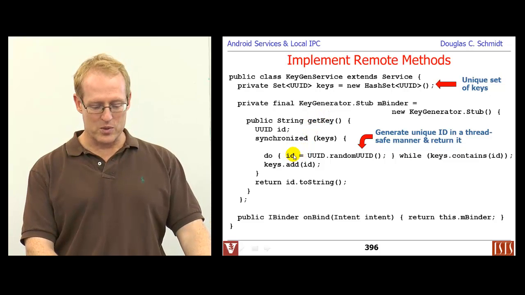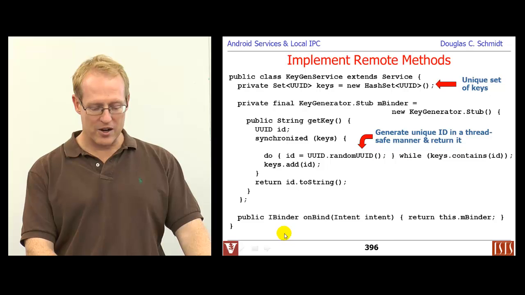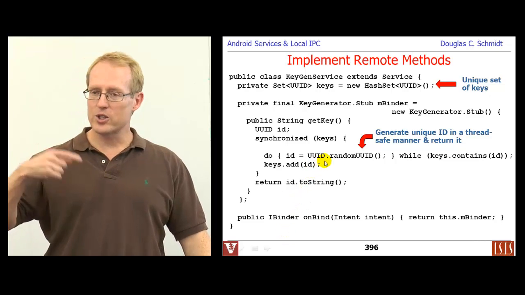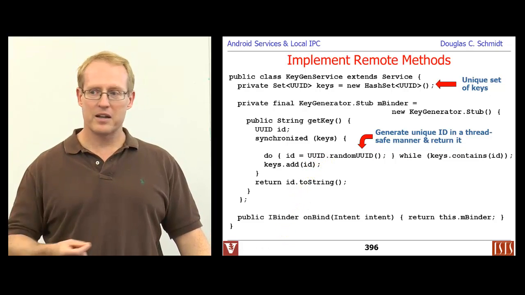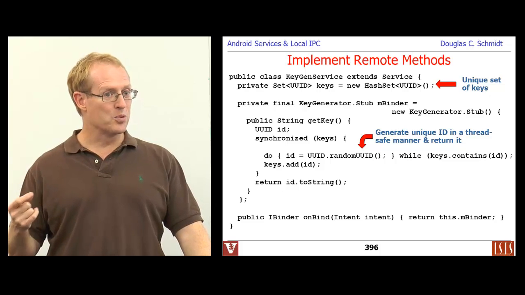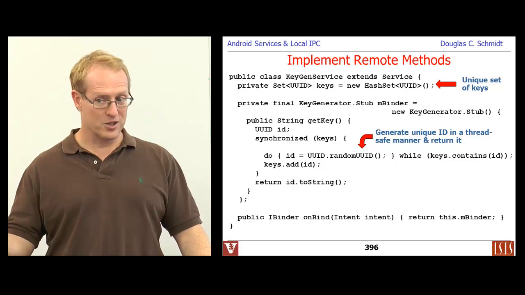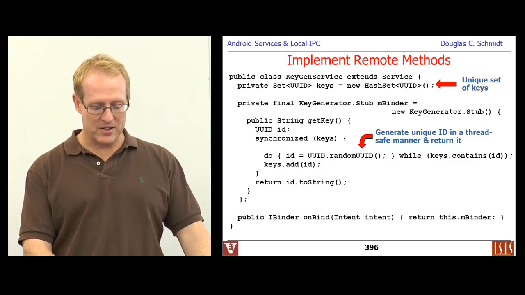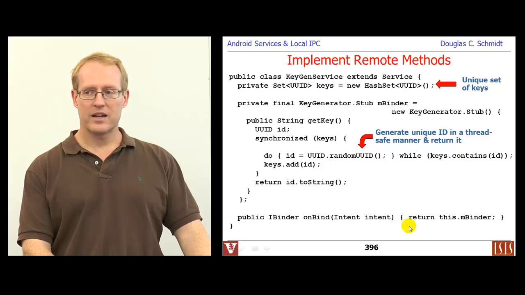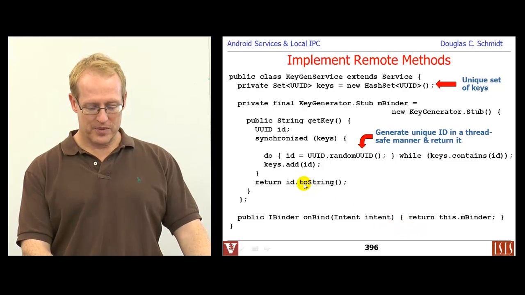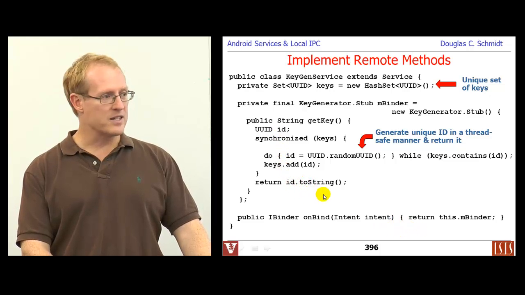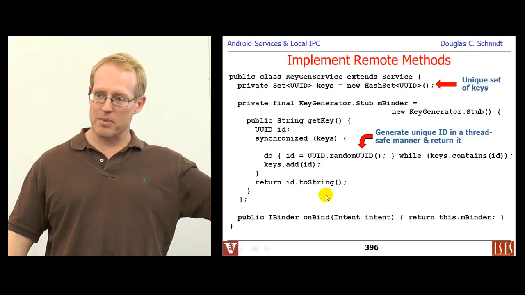And so what we do is we go in here. There's only one thread at a time in here, and it's going to loop, continually checking to see whether or not we've generated a unique, non-duplicative UUID. If we get one that's non-duplicative, then we add it to the set and release the lock. On the way out, we return the UUID as a string, and that gets sent back to the caller.